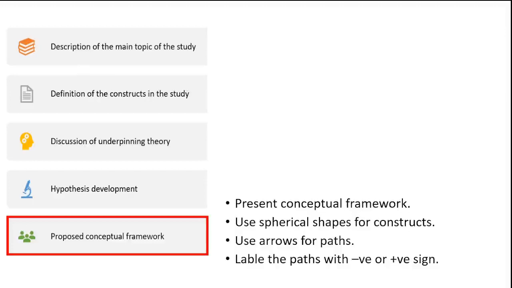Label the paths with a positive and negative sign, the way I have this minus and plus. Put these little signs on the paths that you have so that you can argue that this is a directional hypothesis. If you do not have a negative or positive sign on the path, it means that the model is non-directional. So make sure you have all these components in your literature review.